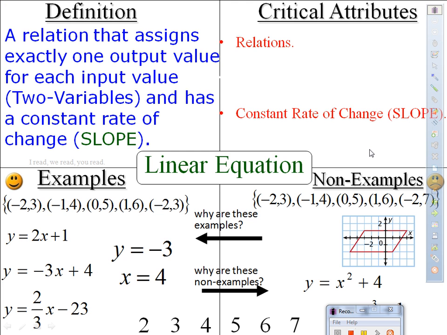So I gave you guys what a linear equation is. We already have this. You don't need to write your Frayer model. So we know what a linear equation is, what they look like, what they don't look like, and from there we went from linear functions to linear equations. So write these steps down, please.